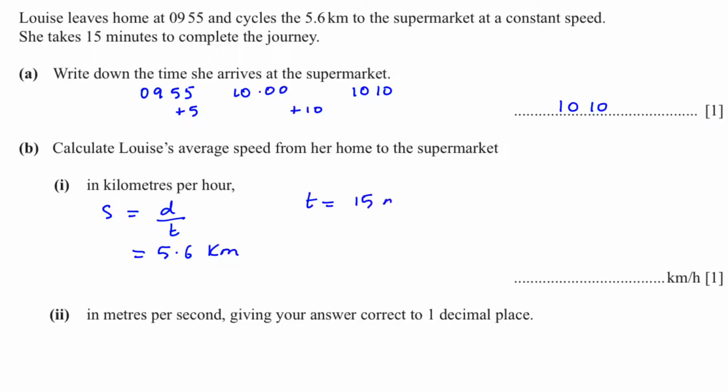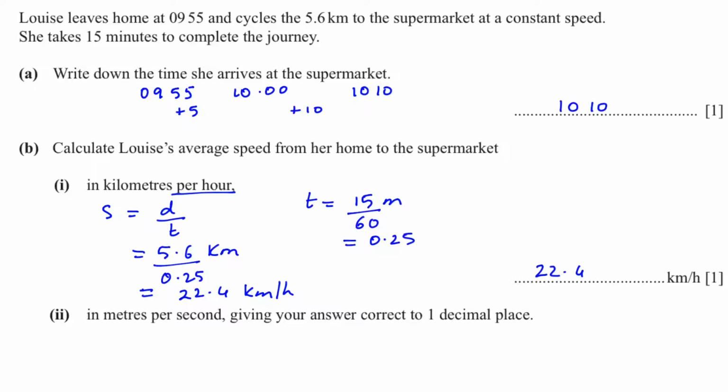15 minutes. But we have to find per hour. So we have to change this into hours by dividing by 60. You will get 0.25. So 5.6 divided by 0.25 will give us 22.4 kilometers per hour. That's our answer.